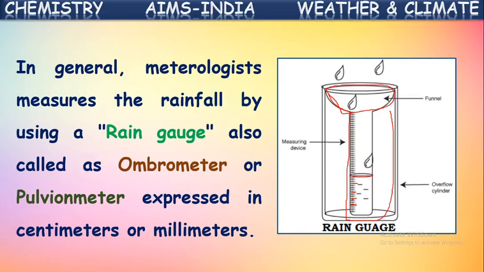Often, you might have observed in the news, they announce the extent of rainfall in a particular area. We hear words like, it rained 11 centimeters of rain or 10 millimeters of rain. So, rainfall is measured in centimeters or millimeters. In this way, rainfall is measured by using a rain gauge. This rain gauge is also called an ombrometer or pulvinometer.